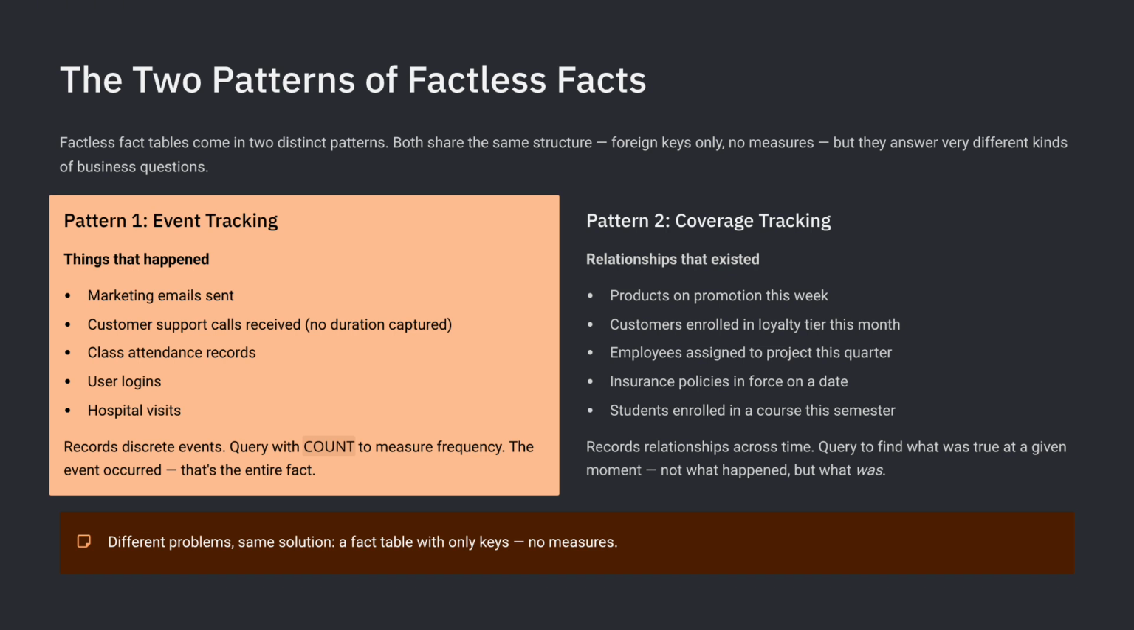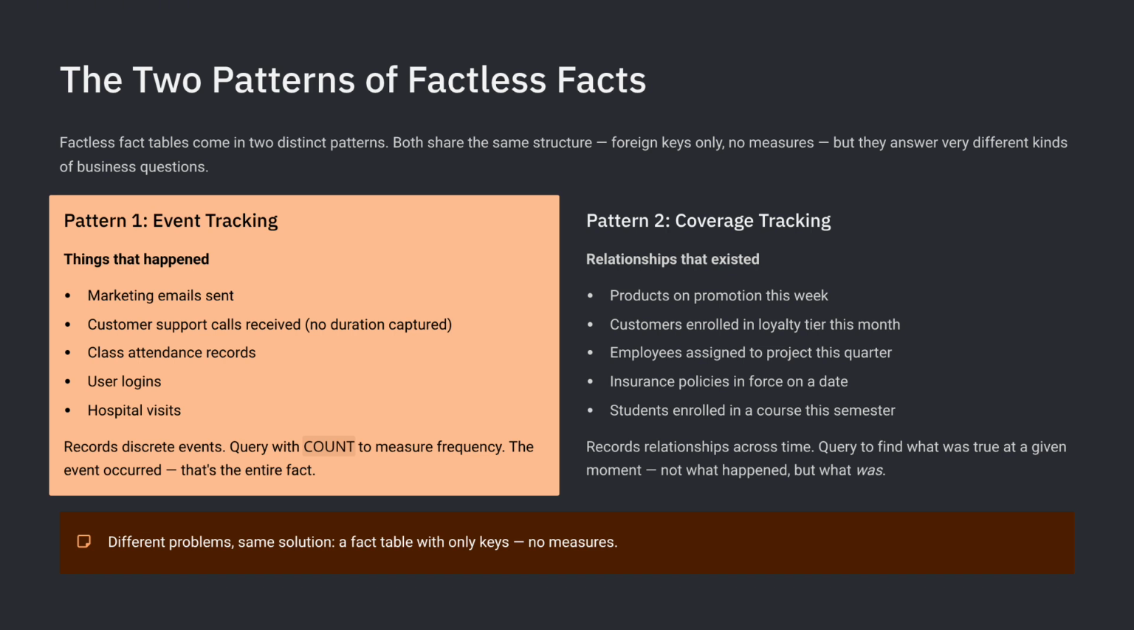Other examples include customer support calls that don't have a captured duration, class attendance records, user logins, hospital visits. The event happened. That's the fact. Counting these events answers most of the analytical questions the business asks. Event tracking factless facts feel a lot like transaction facts in how they behave. Rows are inserted as events happen. Rows are never updated. The pattern of inserts is irregular, driven by when events occur in the business. The only thing missing is the measures.